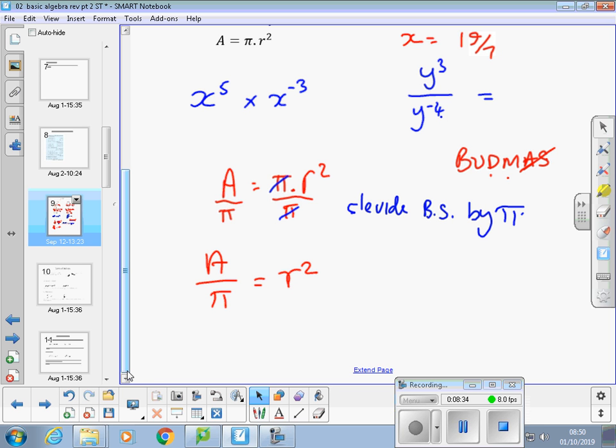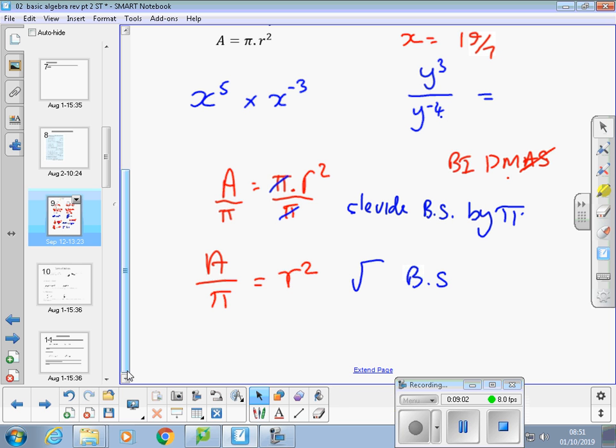Now what do we do? Now square root, because we've done that, and we're in indices. Because as you'll see soon, square root can be written as an index as well. So we square root both sides.